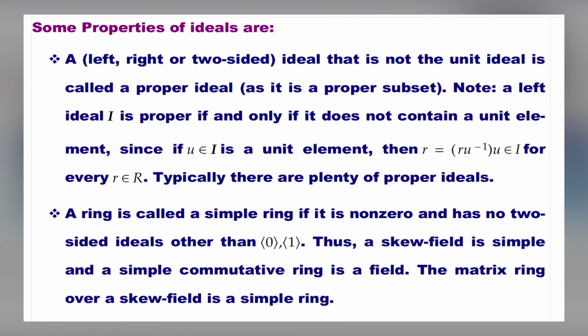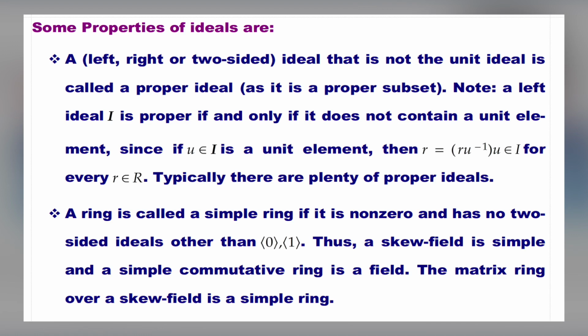A left, right or two-sided ideal that is not the unit ideal is called a proper ideal, as it is a proper subset. Note, a left ideal I is proper if and only if it does not contain a unit element. Since if u belongs to I is a unit element, then r equals (r u⁻¹) u belongs to I for every r belongs to R. Typically, there are plenty of proper ideals.